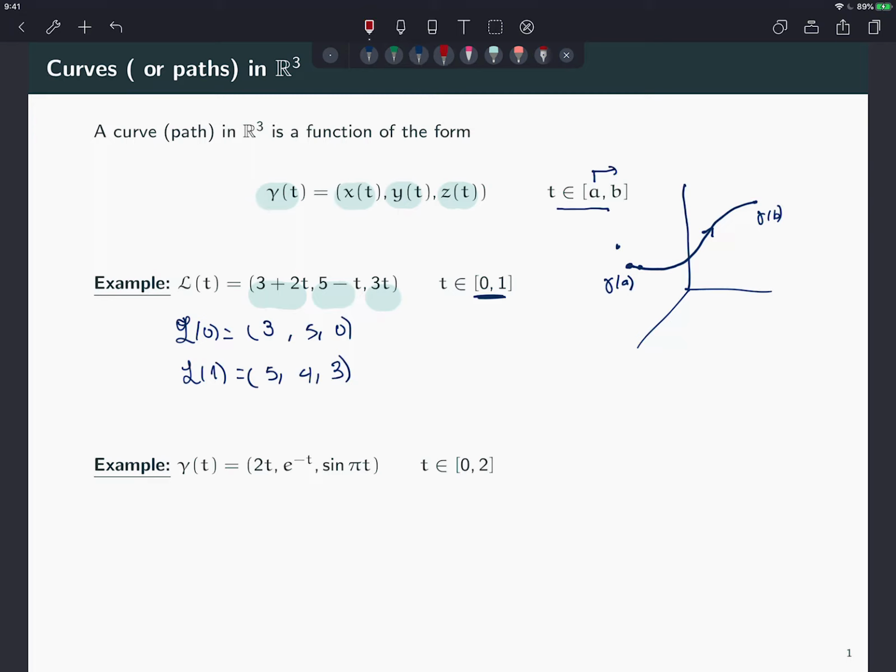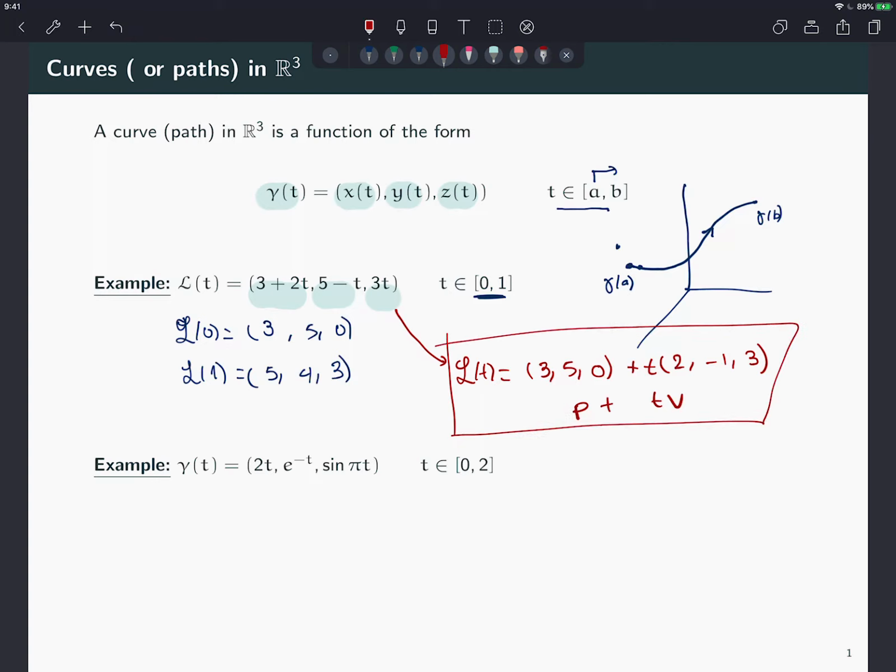Now, if you look at this carefully, this gamma of t, I can break it up into the constant part, 3 comma 5 comma, I don't have a constant in the third component, so I put a 0 there. And then I can do plus a t that's multiplying the vector 2, negative 1, 3. So this has the form p plus tv. So this is a line. Lines that we talked about in the previous video are special cases of these paths. Not all these functions are lines, but if it has this form, this is a line that we talked about before. It's a line that goes through the point P, and it has the direction of the vector 2, negative 1, 3.